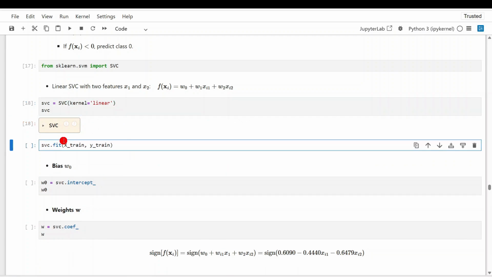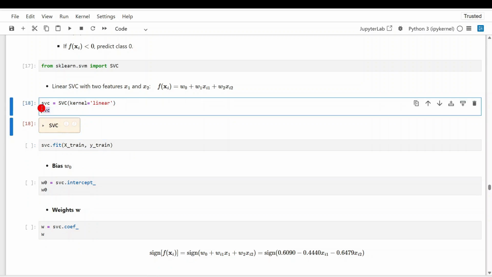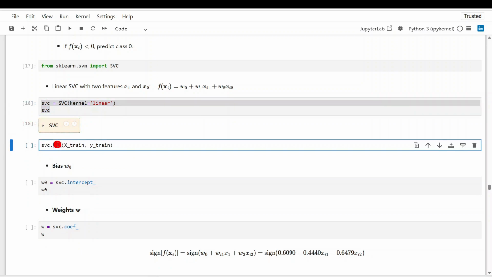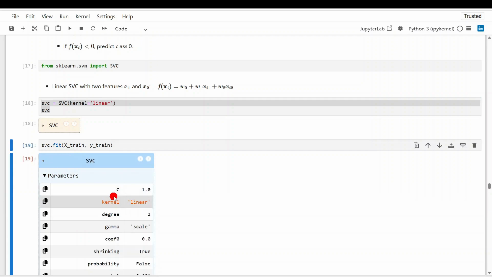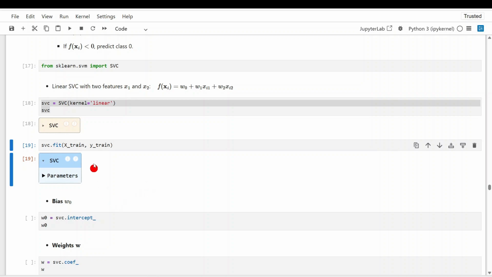So let's fit as usual on this instantiated model. We need to call the method fit and pass the training data x train and y train. So let me run it. Now the model is fitted with the specified parameters. The penalty or regularization parameter is 1. The type of kernel is linear. Other parameters, for now, let's ignore.